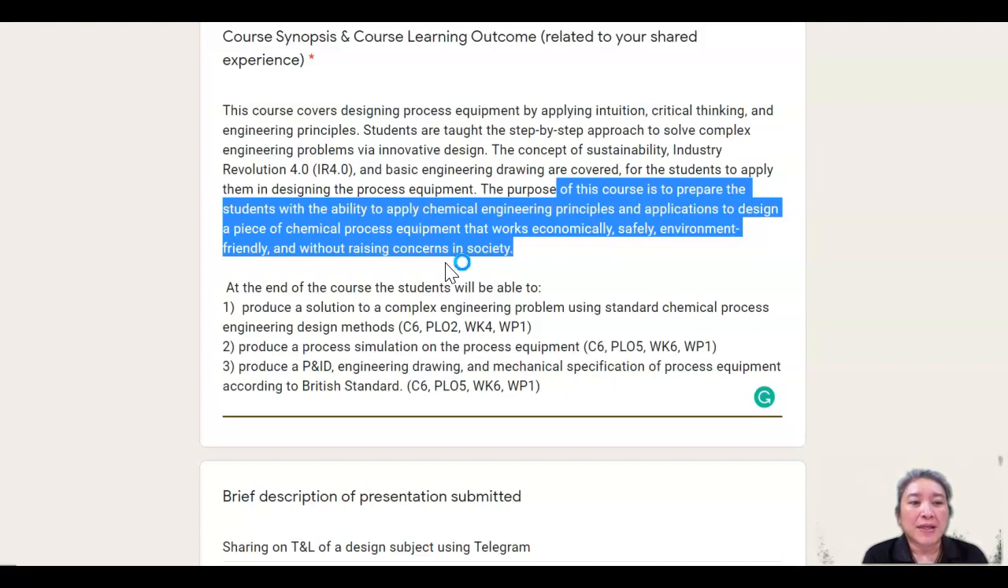The course outcome is that at the end of this course, I hope the students can learn to produce a solution to a complex engineering problem using standard chemical process engineering design methods. Actually, I posed them a question.